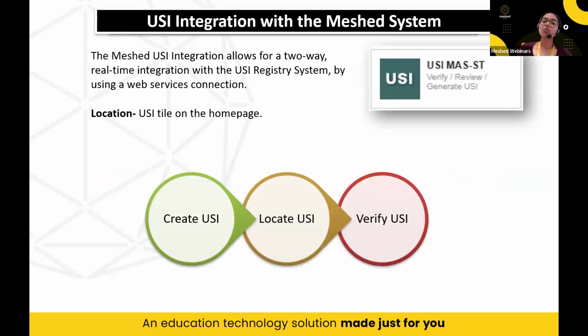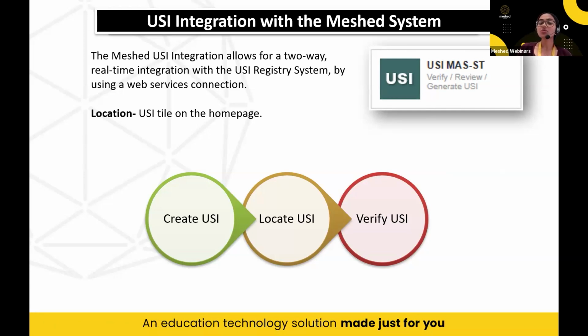Now, having understood what a USI is, if there are any exemptions available, and why a USI is needed, let's see how the MESH system can help with the USI integration. The MESH system has a USI integration which allows for a two-way exchange between the system as well as the USI registry, which uses a web service connection. As you can see here, this is the tile where you will find the USI integration in the MESH system.